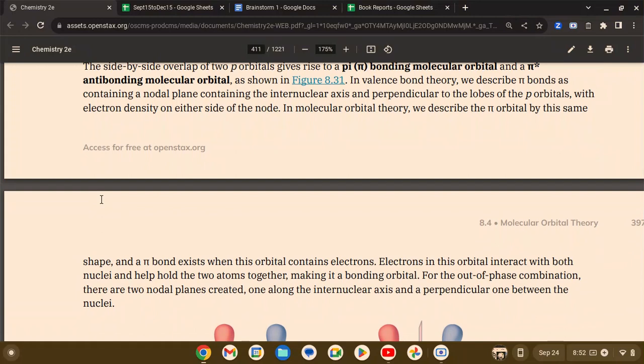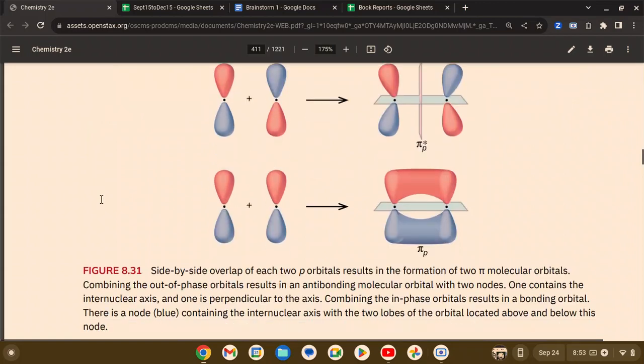In valence bond theory, we describe pi bonds as containing a nodal plane containing the internuclear axis and perpendicular to the lobes of the p orbitals, with electron density on either side of the node. In molecular orbital theory, we describe the pi orbital by this same shape, and a pi bond exists when this orbital contains electrons. Electrons in this orbital interact with both nuclei and help hold the two atoms together, making it a bonding orbital. For the out-of-phase combination, there are two nodal planes created, one along the internuclear axis and a perpendicular one between the nuclei.